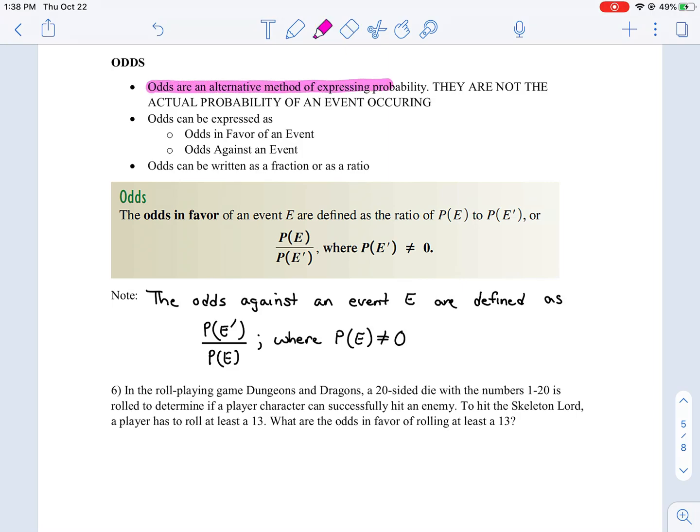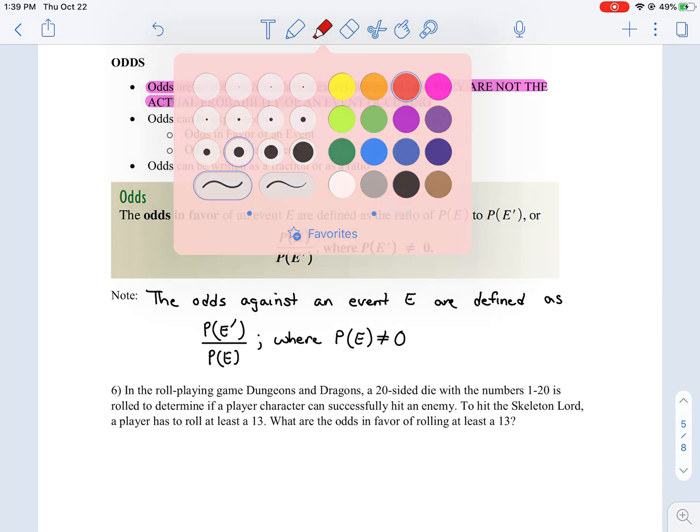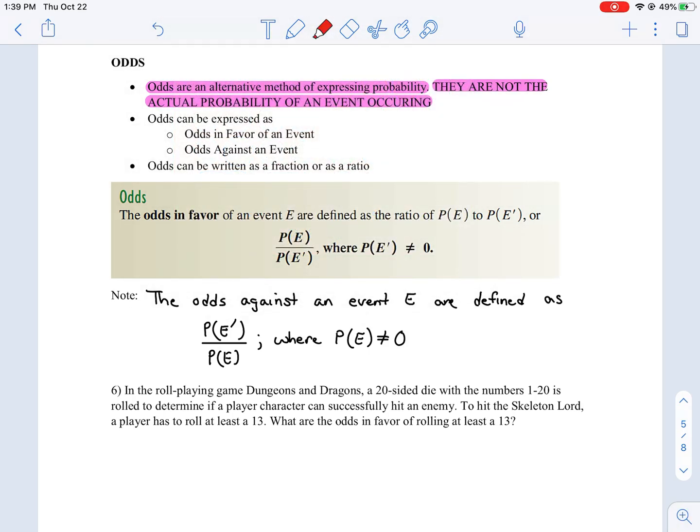Odds are an alternative method of expressing probability. They are not the probability of an event occurring. And there are two types of odds. There are odds in favor of an event occurring, and there are odds against an event occurring. Odds can be written as a fraction or as a ratio.